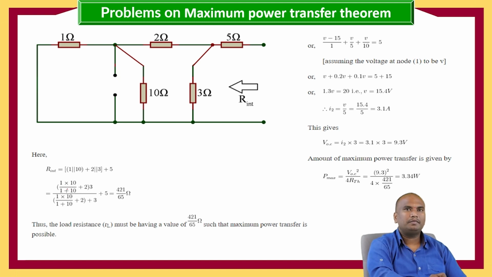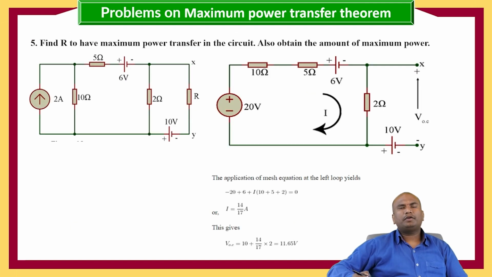1 into 10 by 1 plus 10 plus 2 into 3 by 1 into 10 by 1 plus 10 plus 2 plus 3. And all this combination is in series with this 5 ohms, which is equals to 421 by 65 ohms. This is the RTH value. So Pmax is equals to VOC square by 4 RTH, which is equals to 9.3 square by 4 into 421 by 65, which is equals to 3.34 watts.